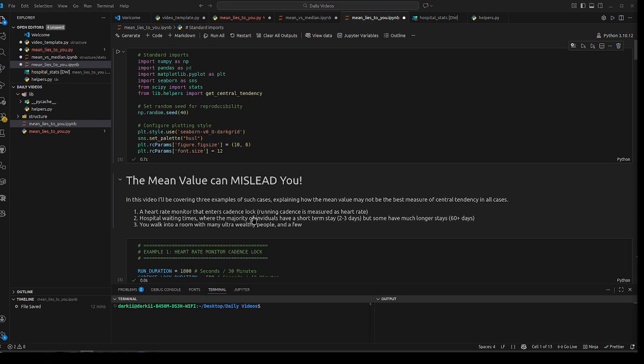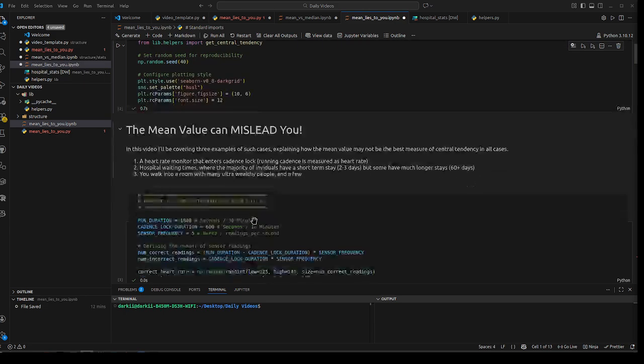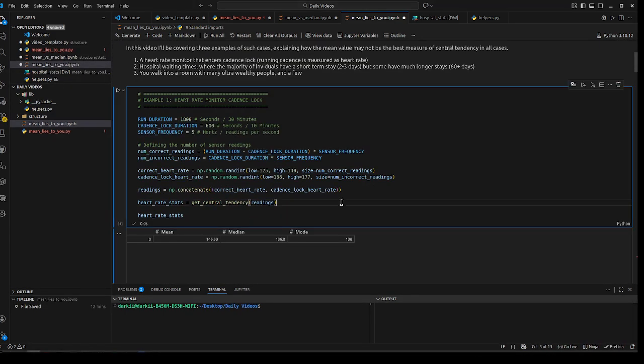This happens quite often, especially if you have an optical heart rate monitor. Basically it looks at your running cadence, how fast your legs are moving, as your heart rate, which can mislead you. We're also going to be looking at hospital waiting times and walking into a room with ultra wealthy people, and how that can all mislead you.